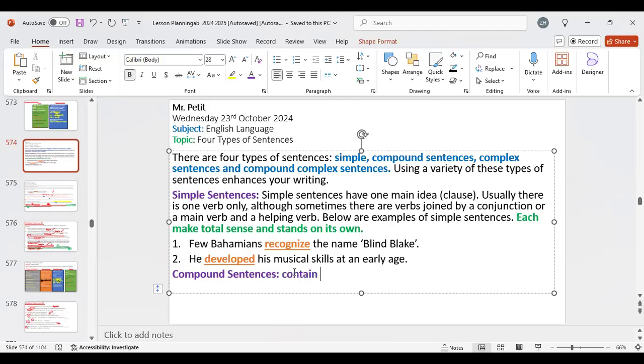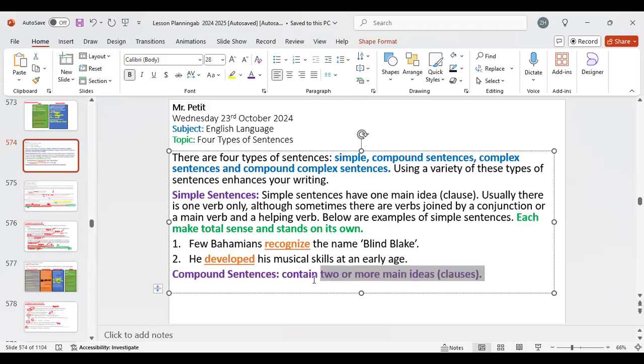Well, they contain two or more main ideas, or clauses. For simple sentences, it's just one independent clause. But compound sentences can have an independent clause and another clause as well. So you have more than one clause, containing two or more main ideas.